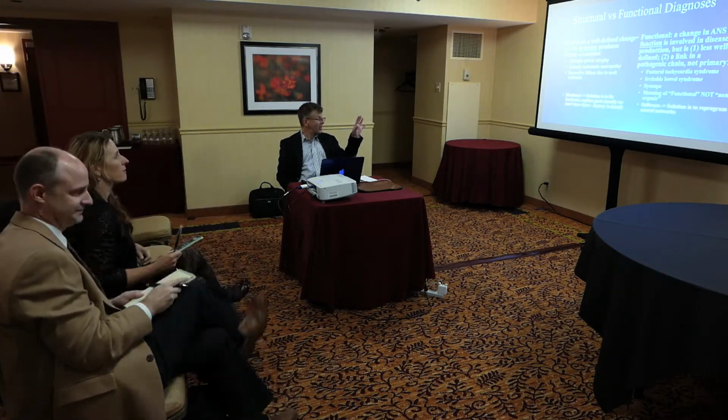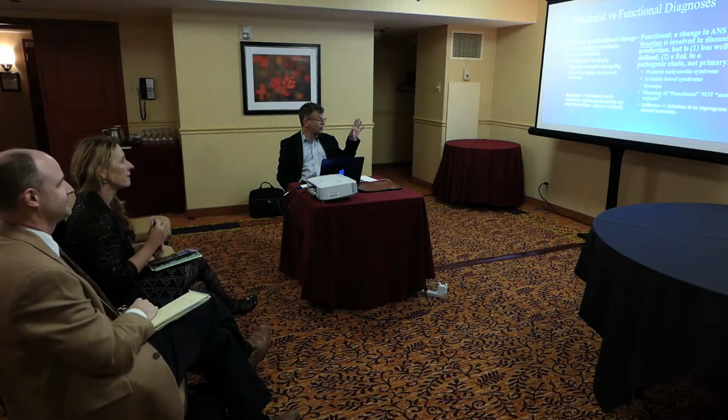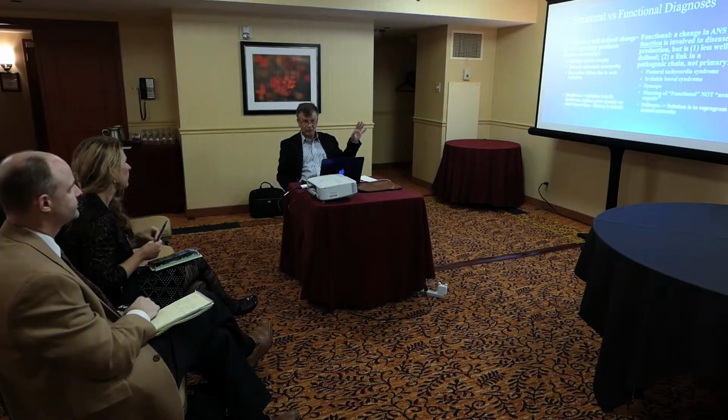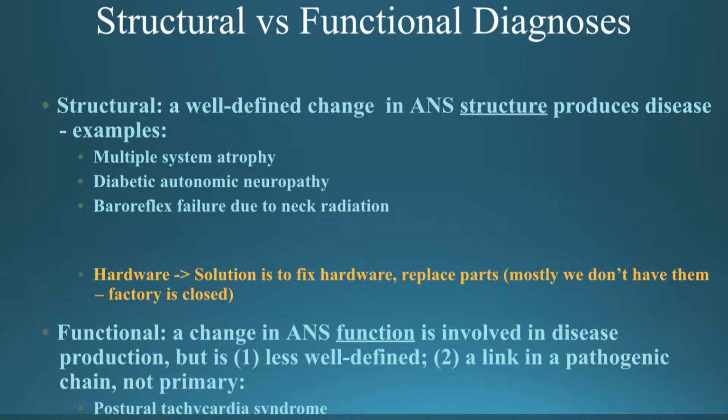So this just summarizes the concept. Structural is a defined change in a structure that produces disease, like multiple system atrophy, diabetic autonomic neuropathy, and you can go on. These are just examples. Baroreflex failure due to neck radiation is akin to a hardware failure. Functional means a change in autonomic nervous system function is involved in the disease production, not as well defined, and probably some sort of link in a pathogenic chain. Examples are postural tachycardia syndrome, irritable bowel syndrome, syncope. Just make sure, because sometimes doctors use the word functional to mean non-organic. That's not at all what this is. This is functional as opposed to structural. So it's a software issue.